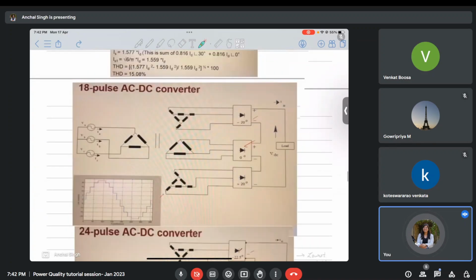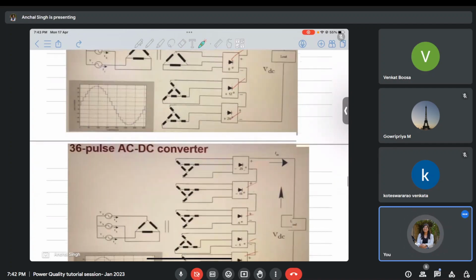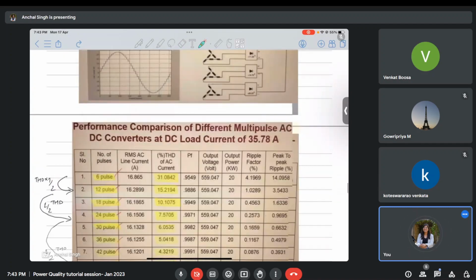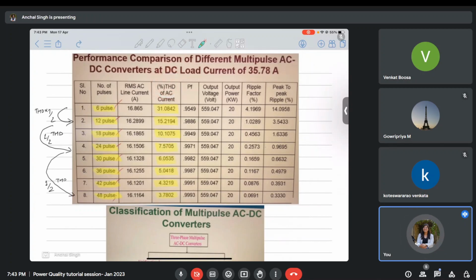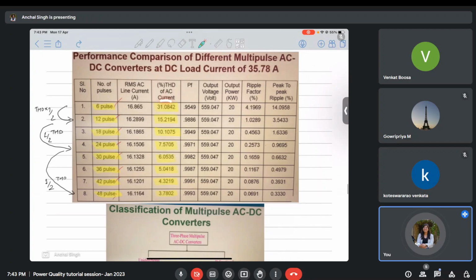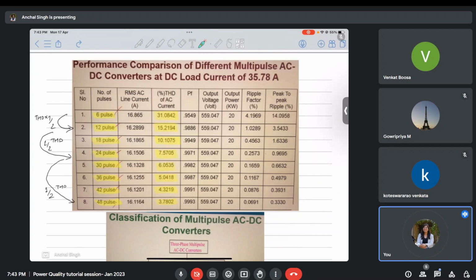So we have 12 pulse, 18 pulse, 24, 30, 36, 42, 48. So there are tables given in order to give us an idea of the comparison. So if you look at the percentage THD, then you will observe that for 6 pulse converters you have 31% THD, and as you increase the order, these THD gets reduced: 15, 10, 7, 6, 5. So depending on how much more cost you are willing to give, and how much more pureness in DC waveform you desire. So based on that you can decide which type of converter you want.